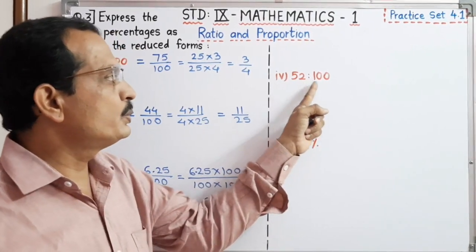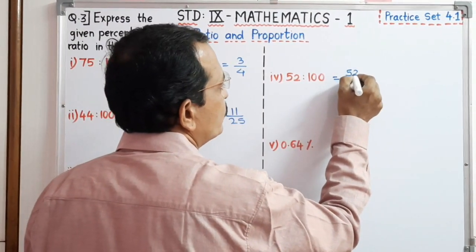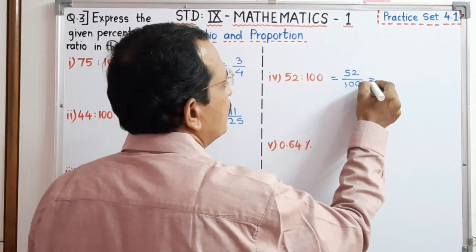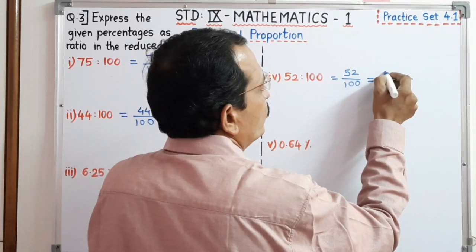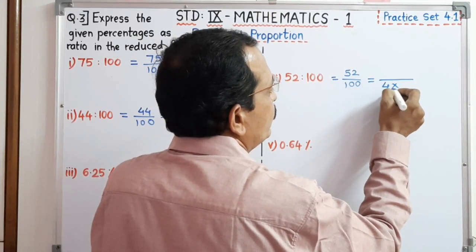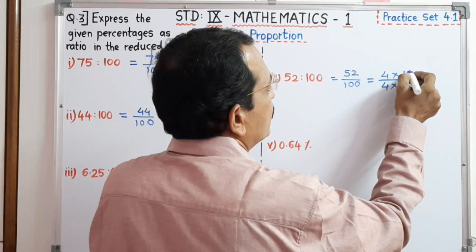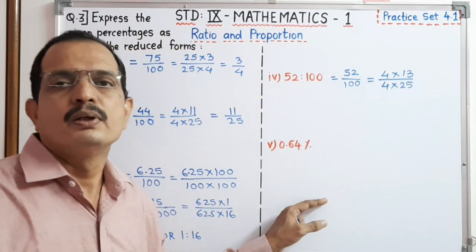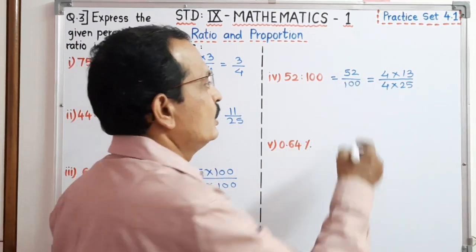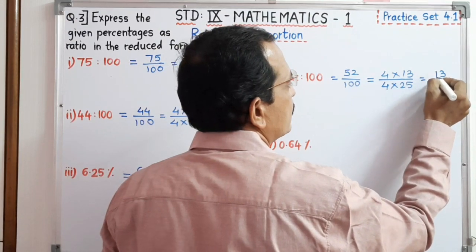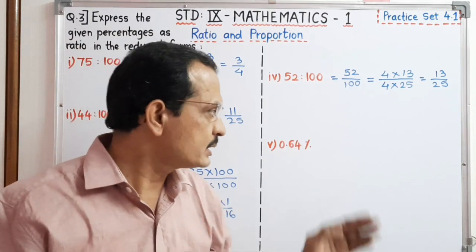Now see the 52:100. 52:100, we can write it like this: 52 upon 100. Then we can write here 4 into 13 and 4 into 25. 13 fours are 52 and 25 fours are 100. This 4 gets cancelled, then it is 13 upon 25 or 13:25. Now see the last one.